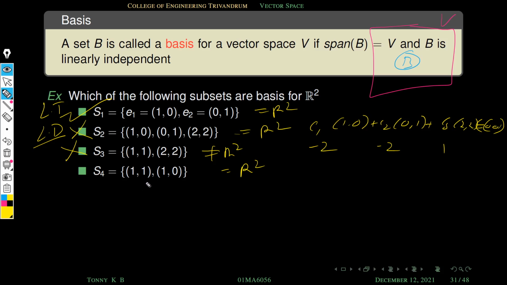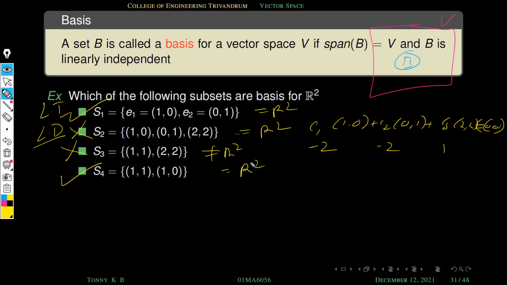Okay, what about the last one? Yes, you can easily verify that this is also linearly independent, because it contains only two vectors and one of them is not a scalar multiple of the other. Right? So this is also a basis. So out of these four sets, the first one and the fourth one are bases for R square. And S2 is a spanning set of R square. That means S2 can represent R square, but it is not small. So this is not a basis. And S3 is not a spanning set of R square, so it is not a basis. Clear?